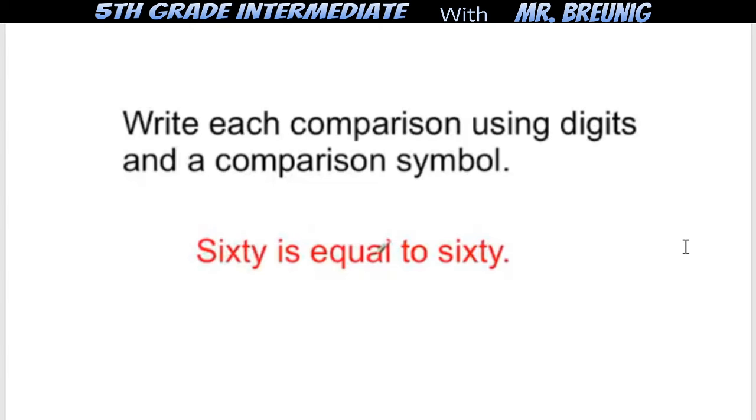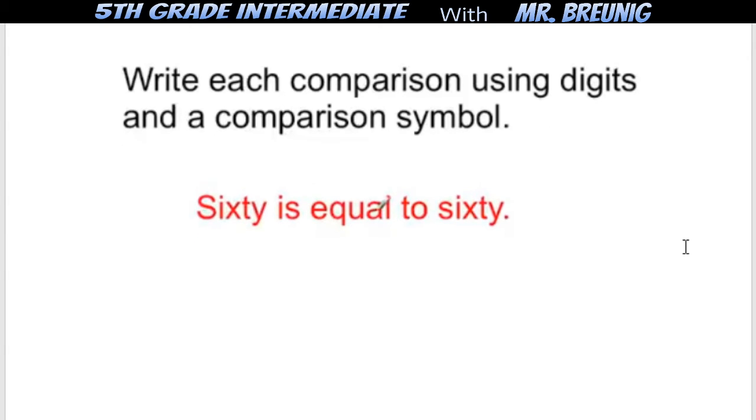Write each comparison using digits and a comparison symbol. Go ahead and try this. I think this one's going to be pretty easy for us. I have 60 is equal to 60. Well, I know how to write 60, and I'm sure you do too. 60 is equal to 60.